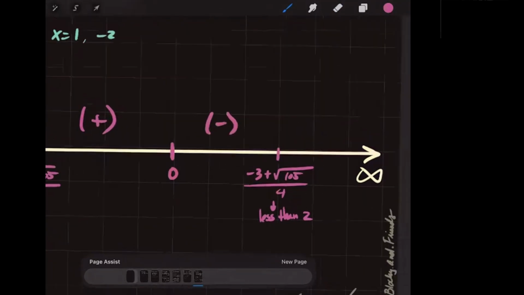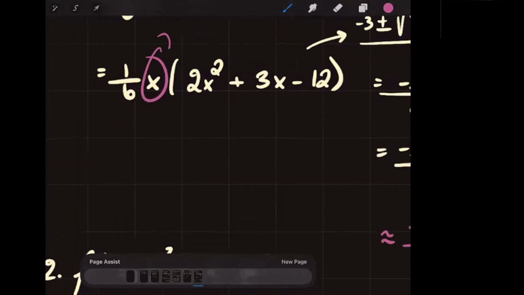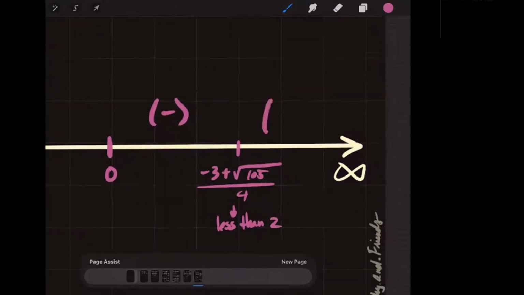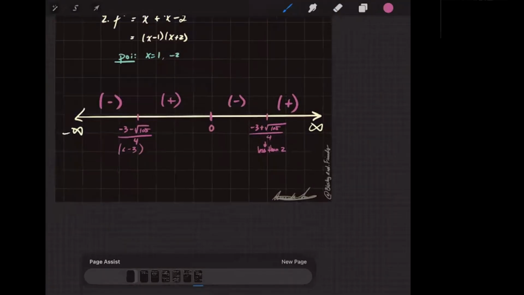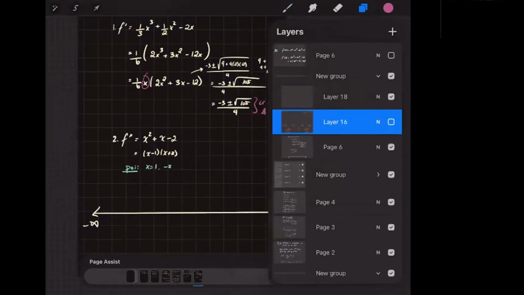Okay. And then I'll choose like 100 or something. That's going to be positive. That's going to be positive. Positive times a positive is a positive. You end up like that. Easy money, right? Okay.